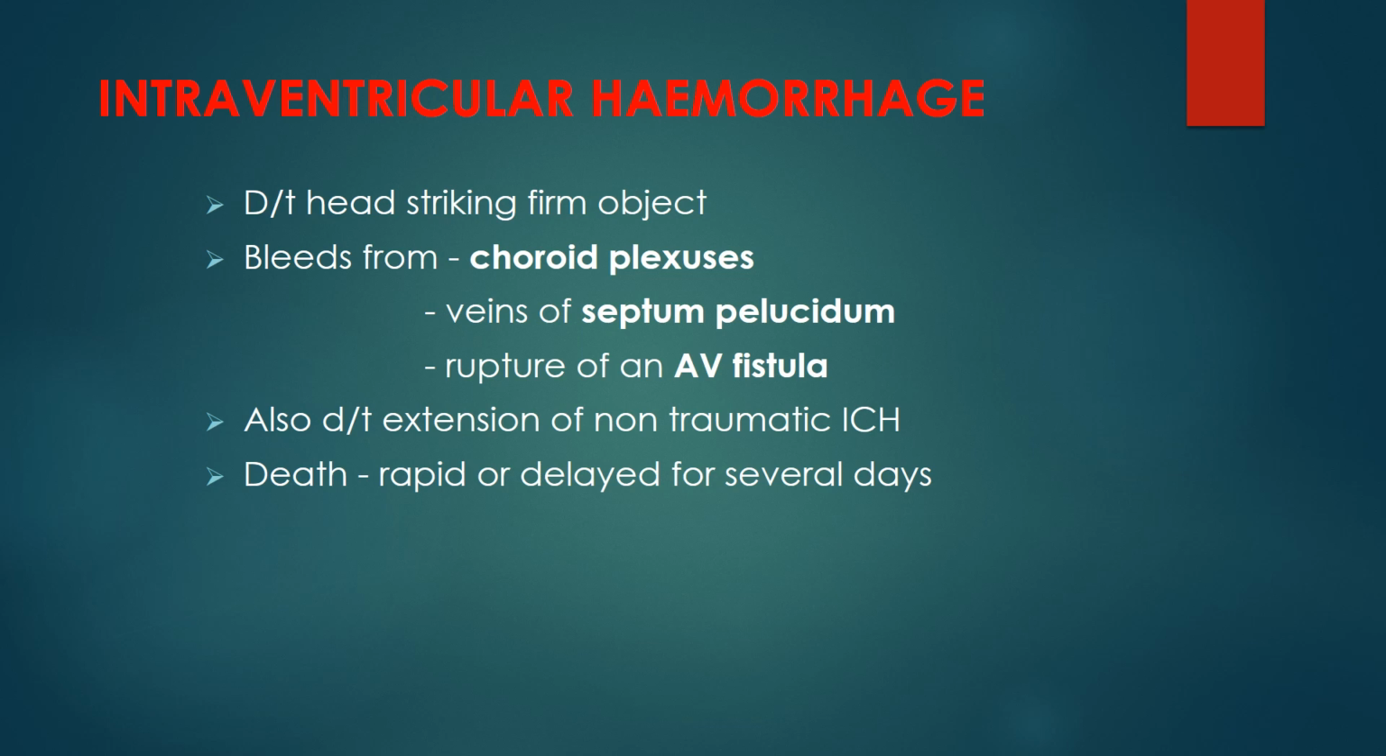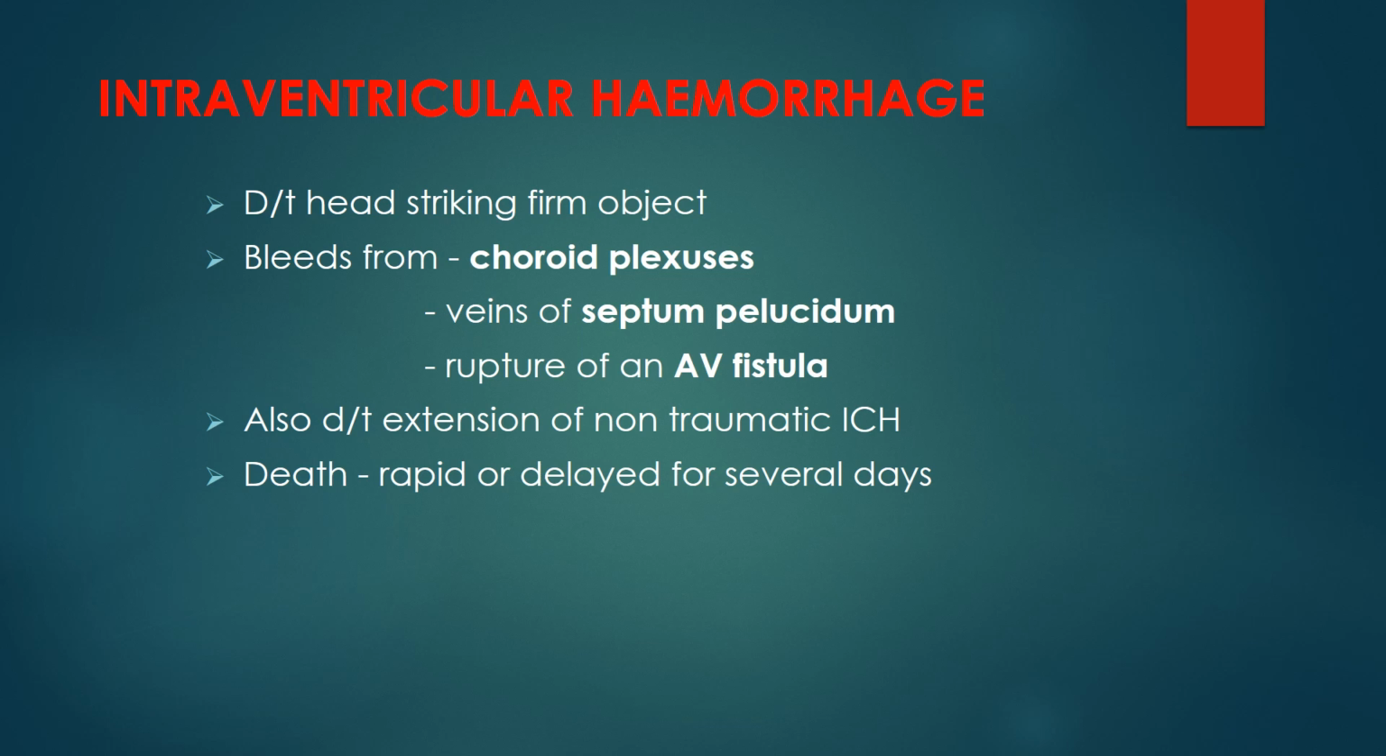Now, along with intracerebral hemorrhage, intraventricular hemorrhage is also sometimes seen. Intraventricular hemorrhage means there is accumulation or collection of blood within the lateral ventricles or third ventricle or fourth ventricle. It can be traumatic and non-traumatic.